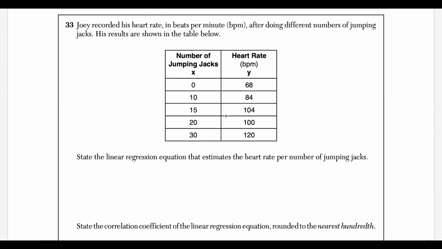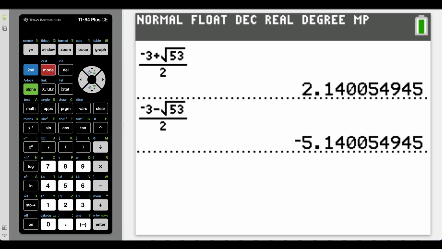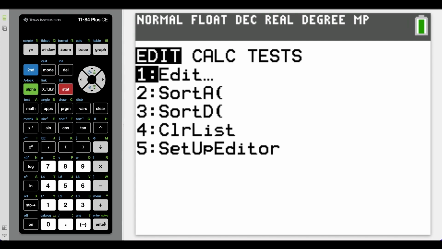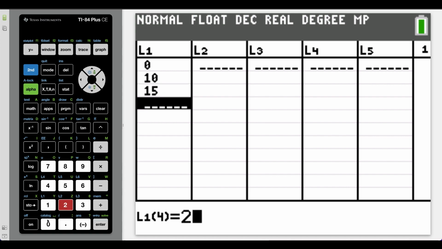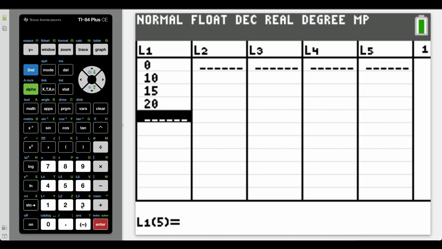Question 33, we got this table here for number of jumping jacks and heart rate for Joey. And the first thing we need to do is state the linear regression equation that estimates the heart rate per number of jumping jacks. So we'll just switch over to the calculator view and we'll go to stats and we're going to edit the table. So we have to enter both columns. So on the first column, we had 0, and then there was 10, and the next was 15, 20, and then the last entry was 30.